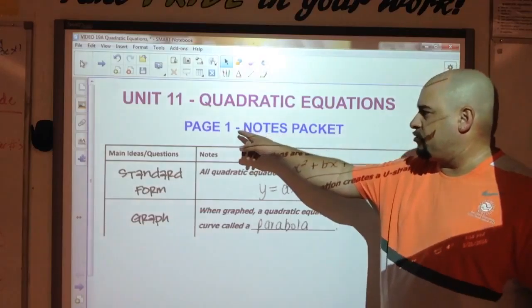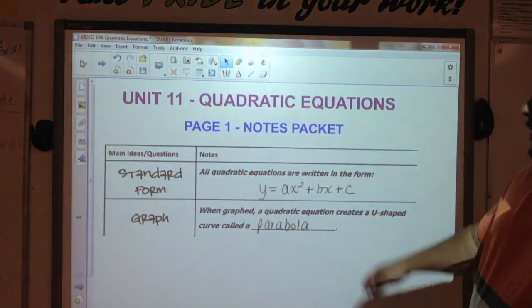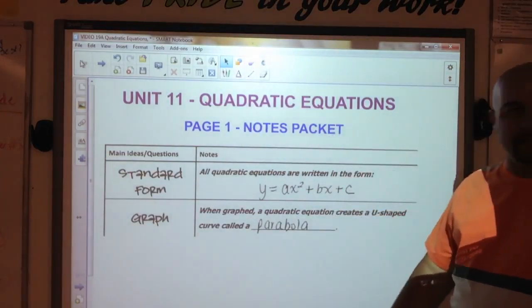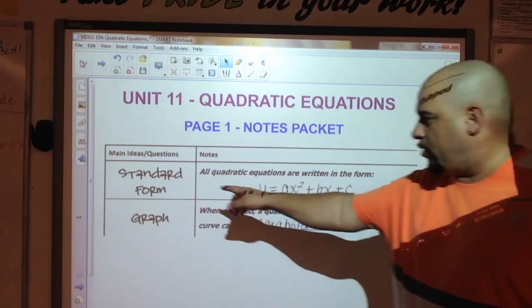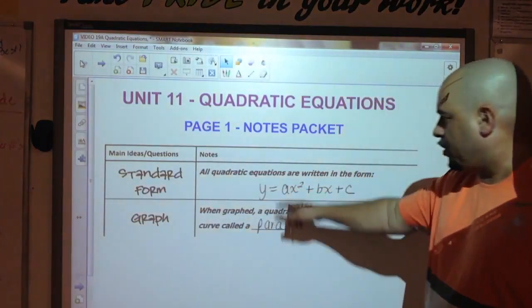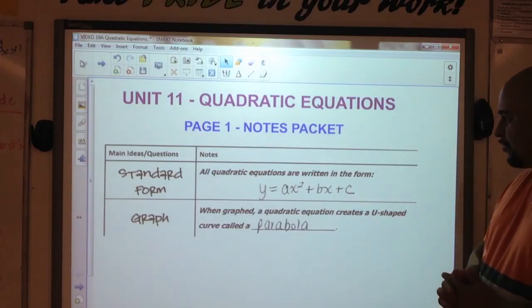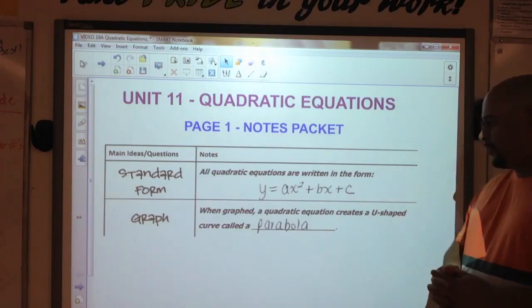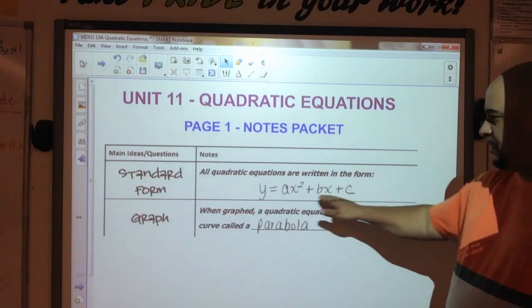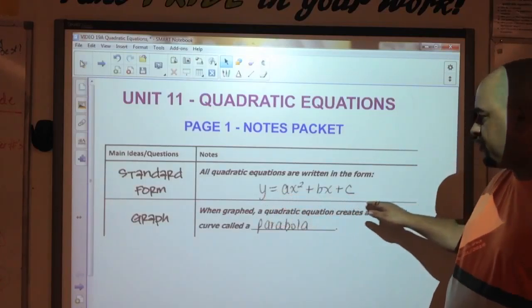First, you're going to be on page 1 of your notes packet, and there's a couple of things I want you to fill in the blanks for. Number 1, we're going to talk about the standard form. All quadratic equations are written in the form of y equals ax squared plus bx plus c. This is your quadratic equation.